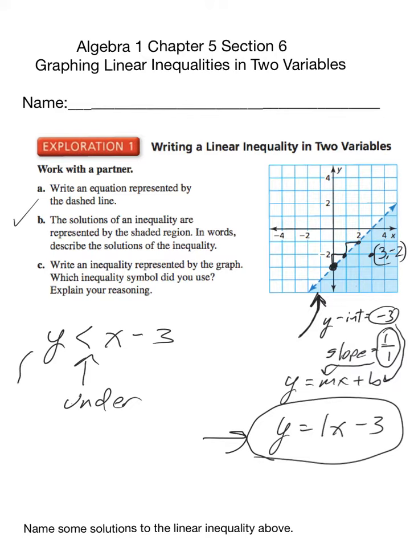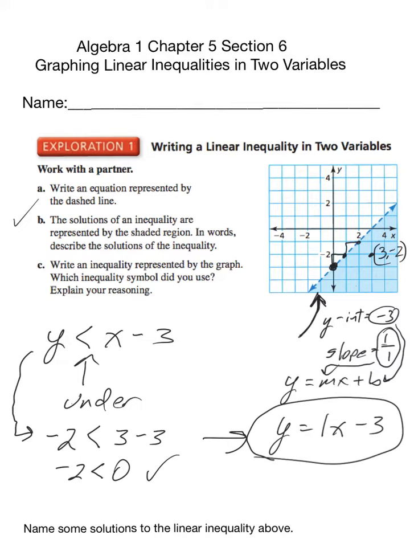So let me take this inequality and write -2 for y is less than x, which in this case is 3, minus 3. So -2 is less than 0. Is that true? Well, it is true. So that means that the point (3, -2) did work.